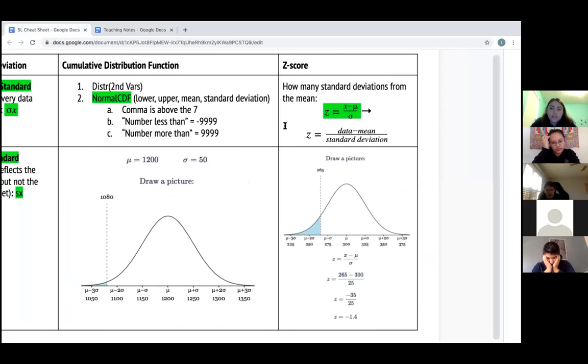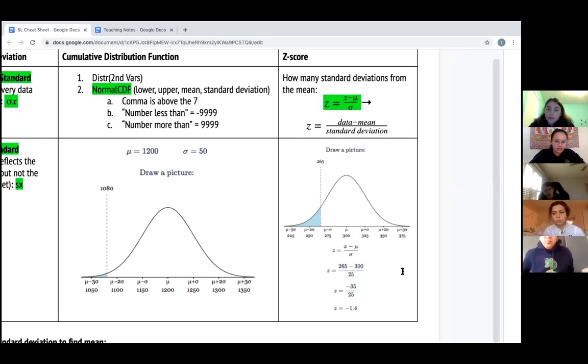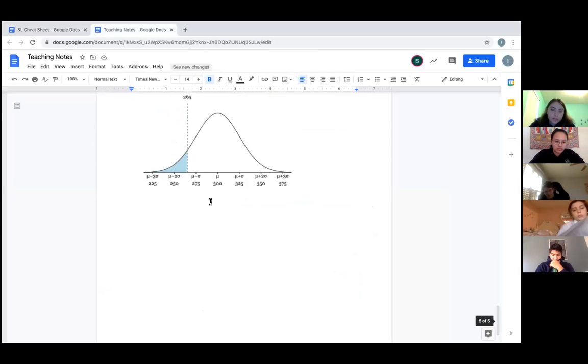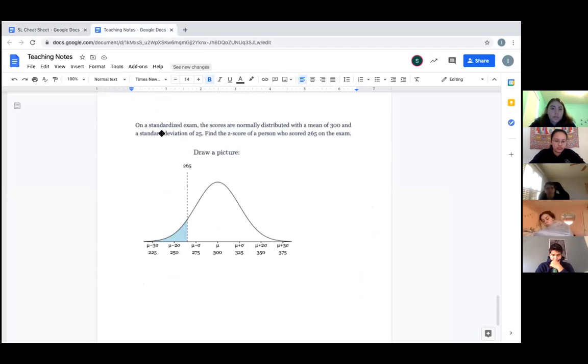And then finally we have z-score, which is how many standard deviations something is away from the mean. So the z-score would be the data minus the mean divided by the standard deviation. We have an example right here, and I also put that in the notes. On a standardized exam, the scores are normally distributed with a mean of 300, which is in the middle, and a standard deviation of 25. Find the z-score of a person who scored 265 on the exam.